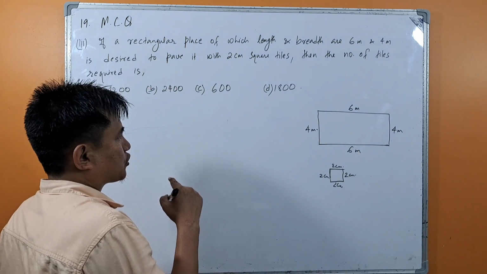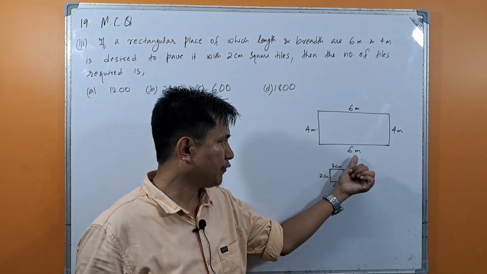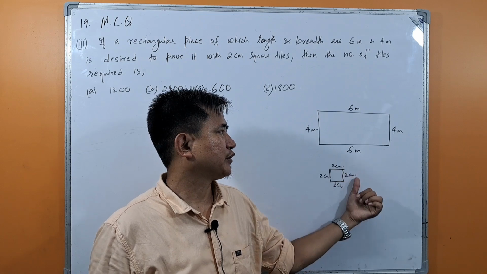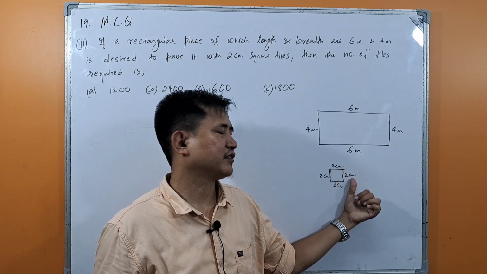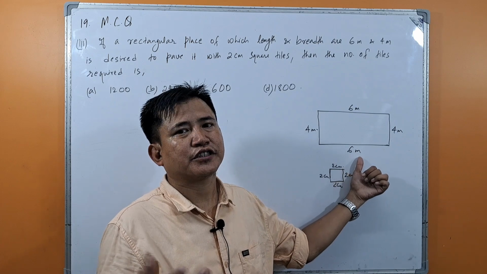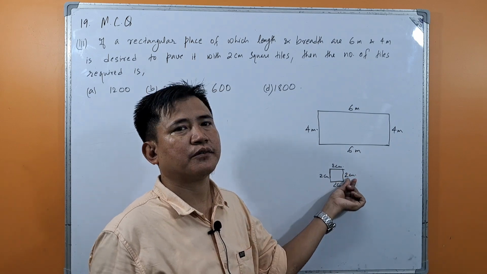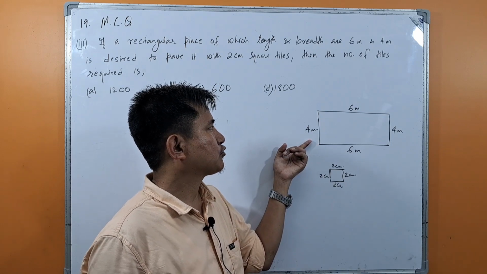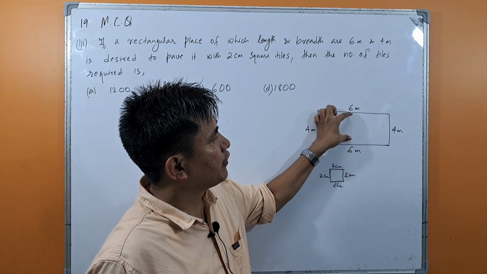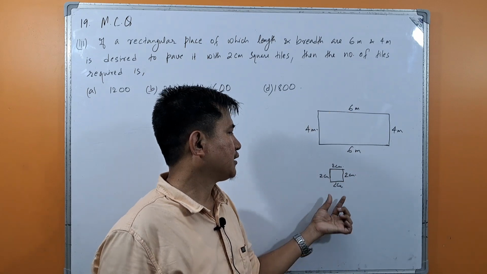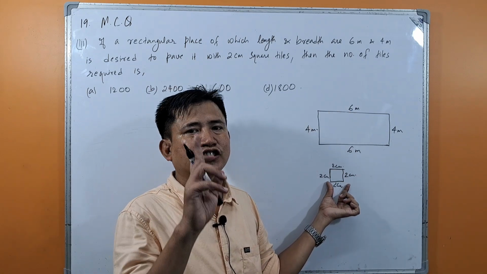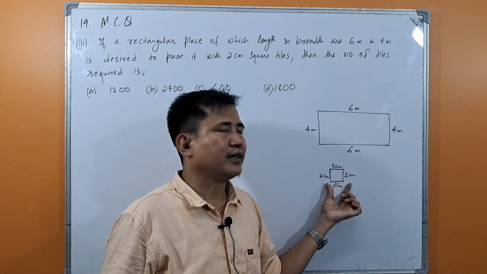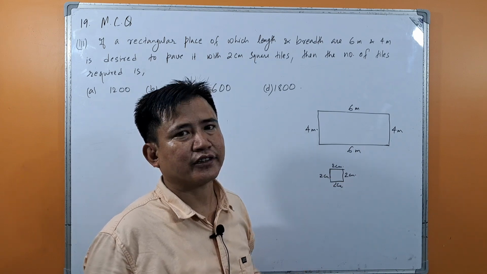Okay, so what we do is, first we will make the unit similar. Here we have meter and here we have centimeter. So either we convert this meter to centimeter or centimeter to meter. I am choosing to convert this meter to centimeter. You can choose to convert centimeter to meter. The answer will be same. Now to solve this question, first we will find the area of this rectangular place. After that we will find the area of each tile, and then we will divide the total area of the rectangular place by the area of one tile. That will give us the number of tiles required.